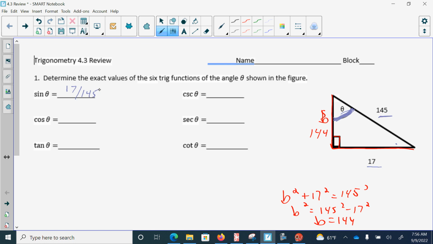I'm going to go ahead and do its reciprocal, cosecant, by writing 145 over 17. To find the cosine, I did the adjacent over the hypotenuse, so that's 144 over 145. And then I'm going to do the reciprocal, secant, which will be 145 over 144. Finding the tangent is the opposite over adjacent, so that's going to be 17 over 144. And the reciprocal is going to be 144 over 17. And I could do a quick check and divide this sine by cosine and see if I get that. Good, so I know I have the tangent correct.